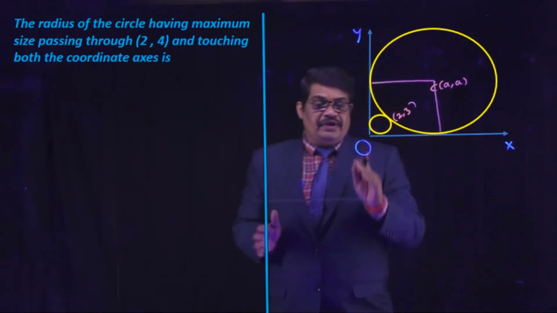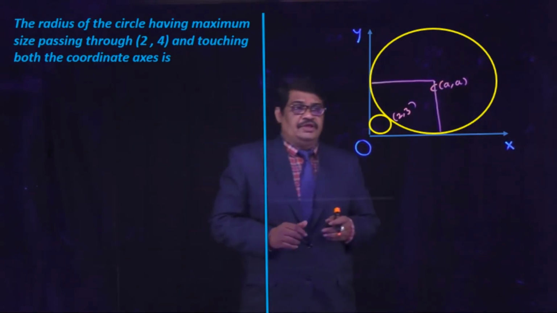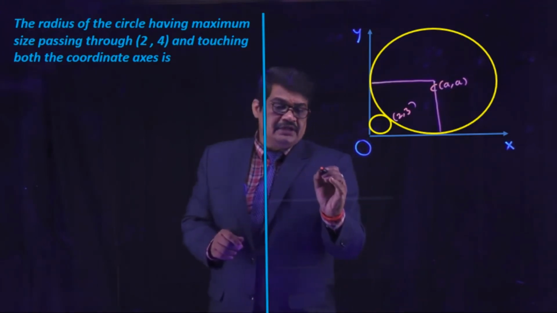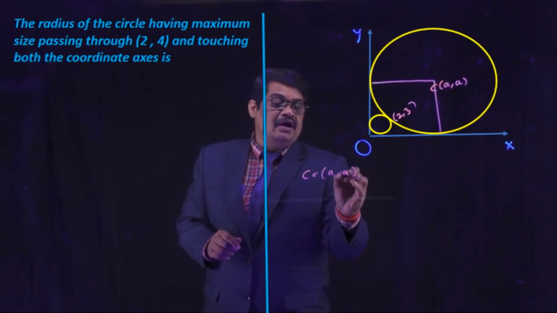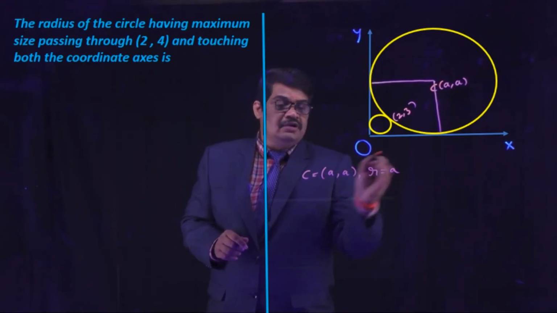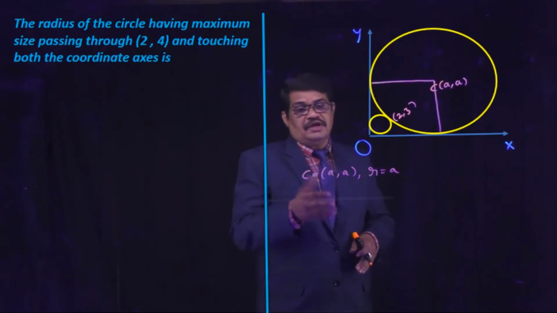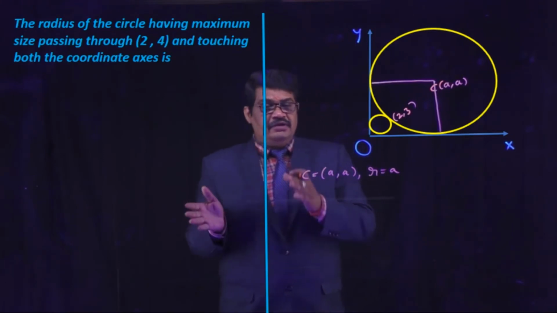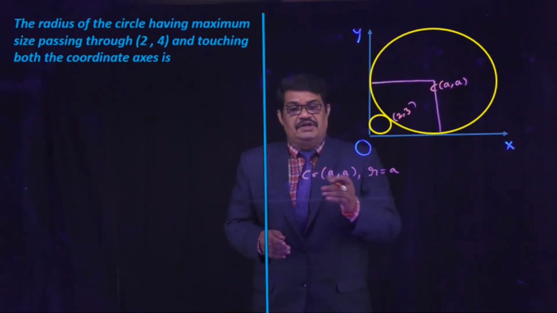So if any circle touches both the coordinate axes, then the center C is taken as (a, a) and the radius is also a. If the circle is in the first quadrant, then the center is (a, a). If the circle is in the second quadrant, then the center is (minus a, a). In the third quadrant, (minus a, minus a).